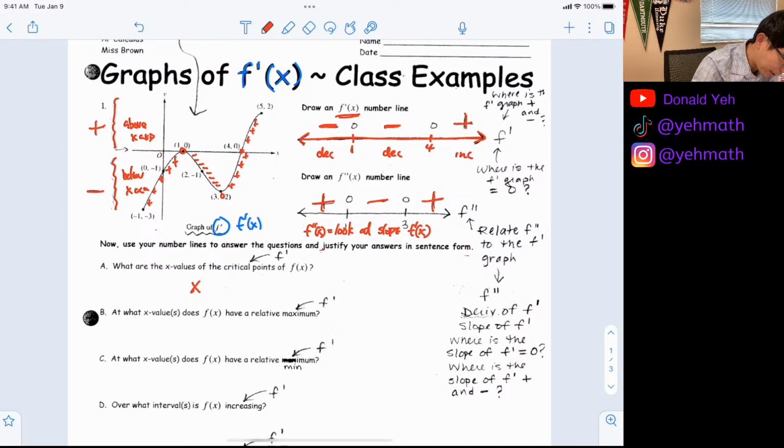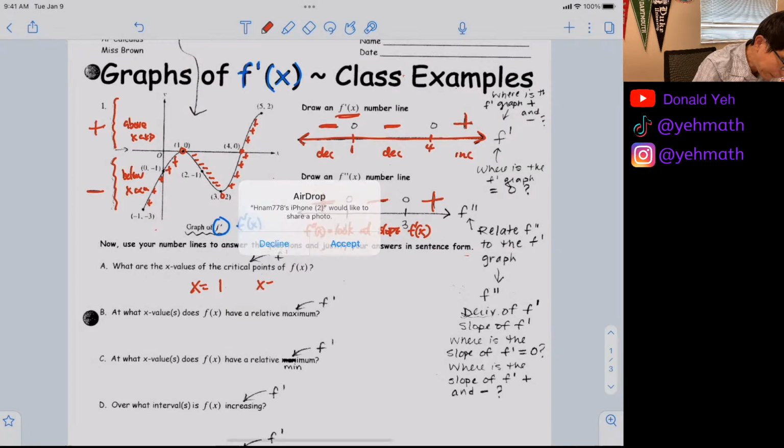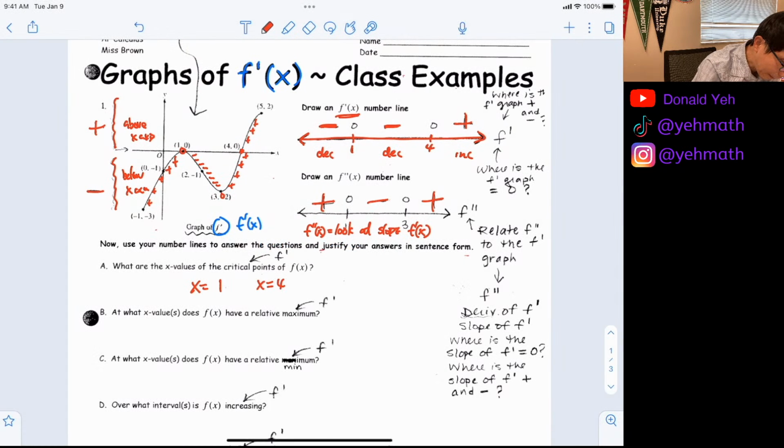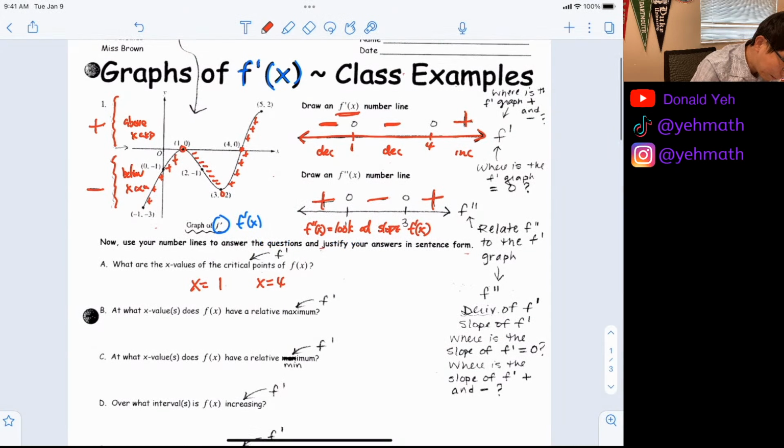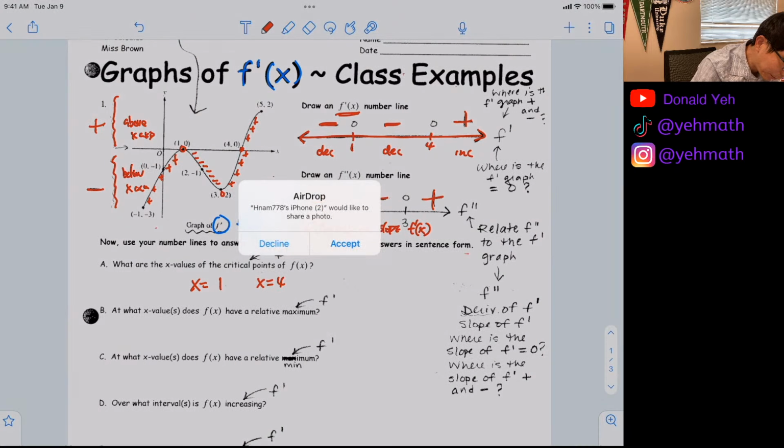Which in this case is x equal to what? 1 and 4. X equal to 1 and x equal to 4. Okay. So in this case, x equal to 1... this kid is very annoying. X equal to 1 and x equal to 4.